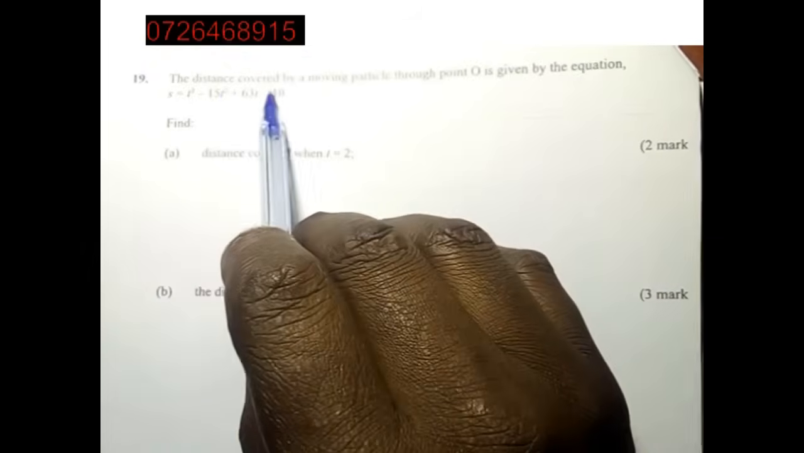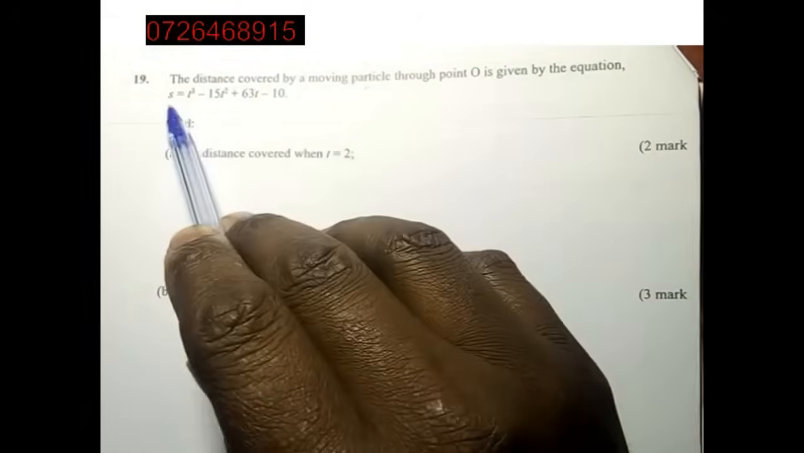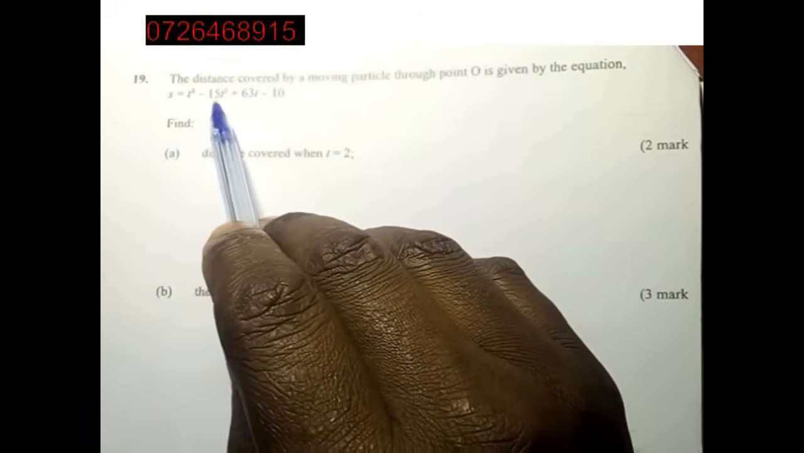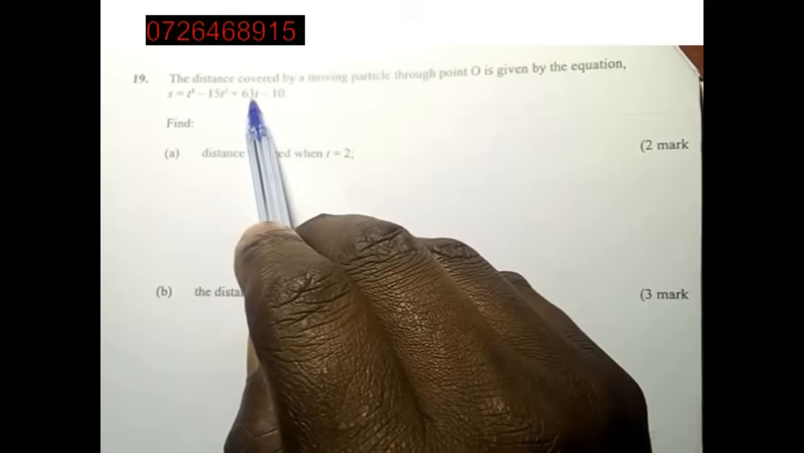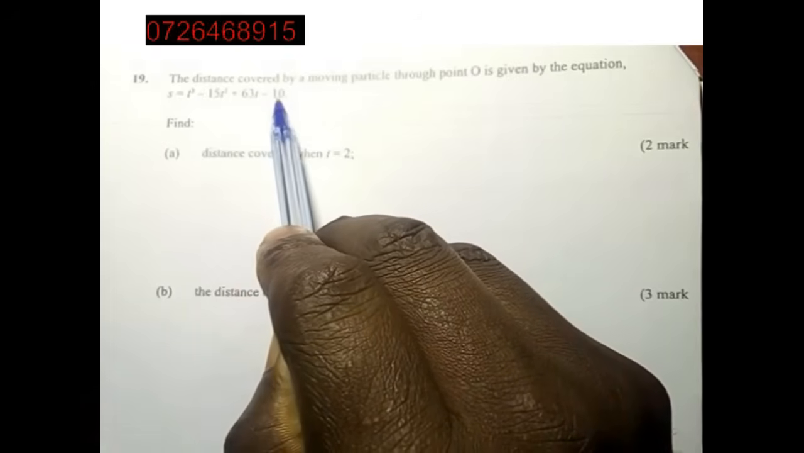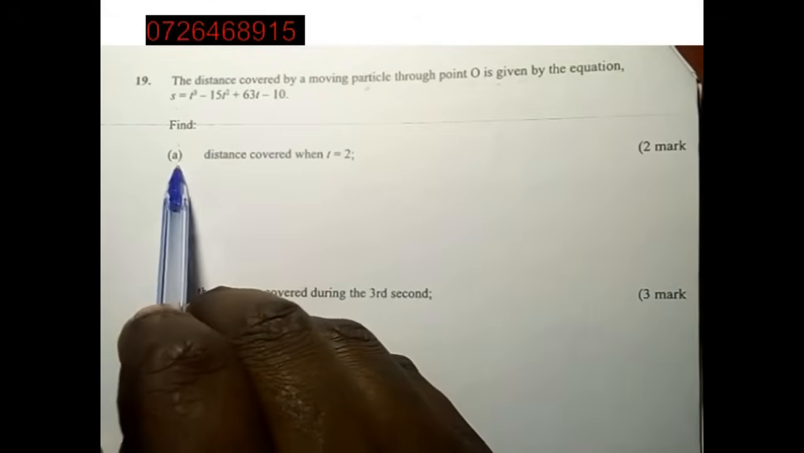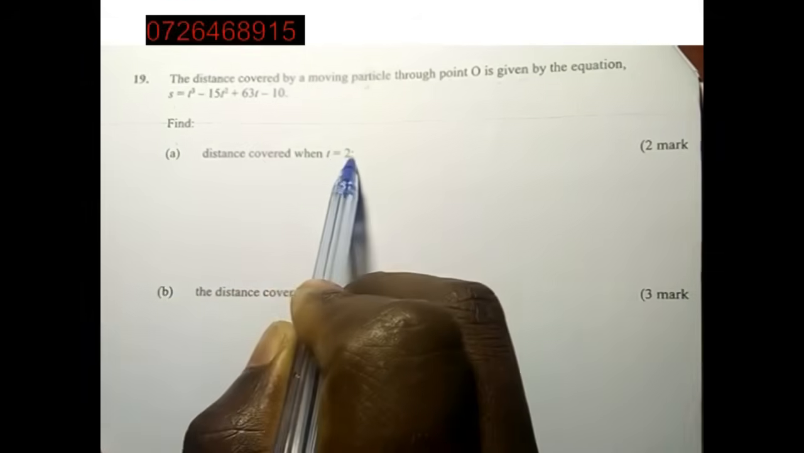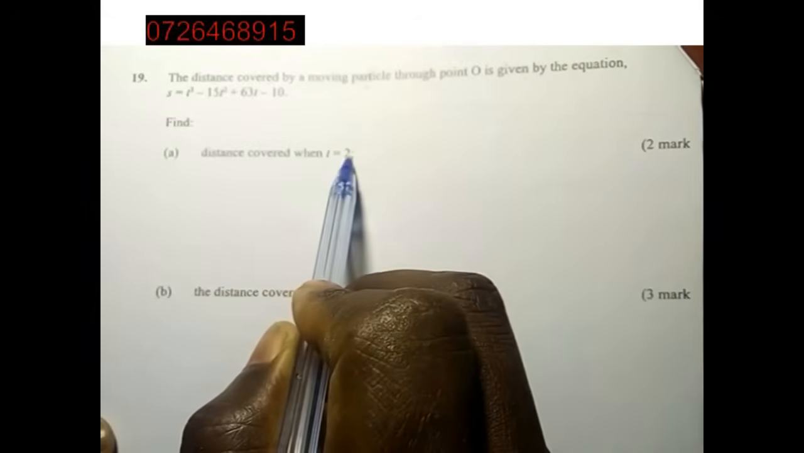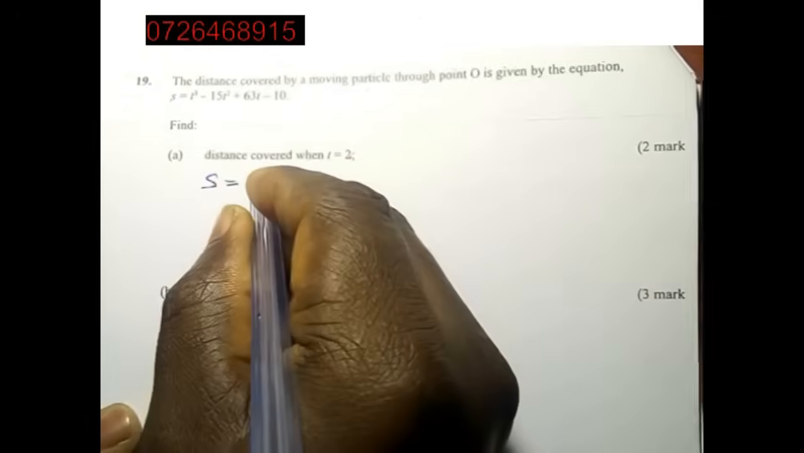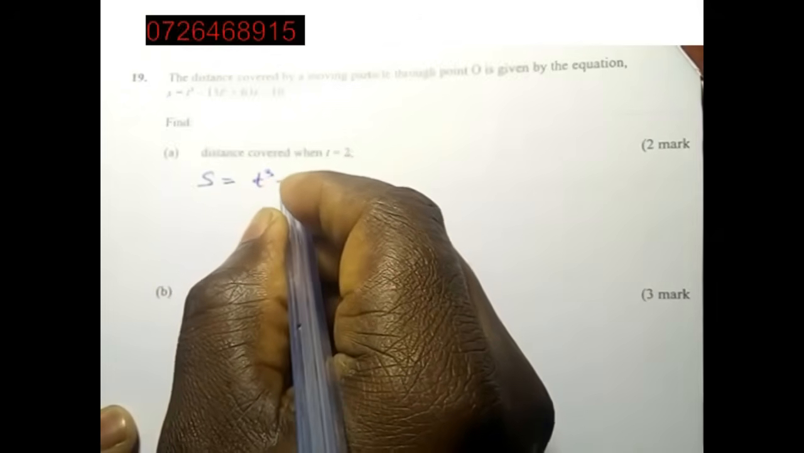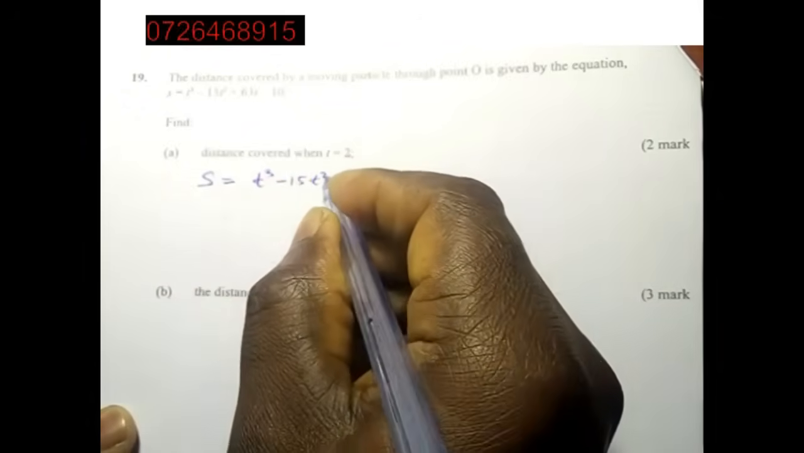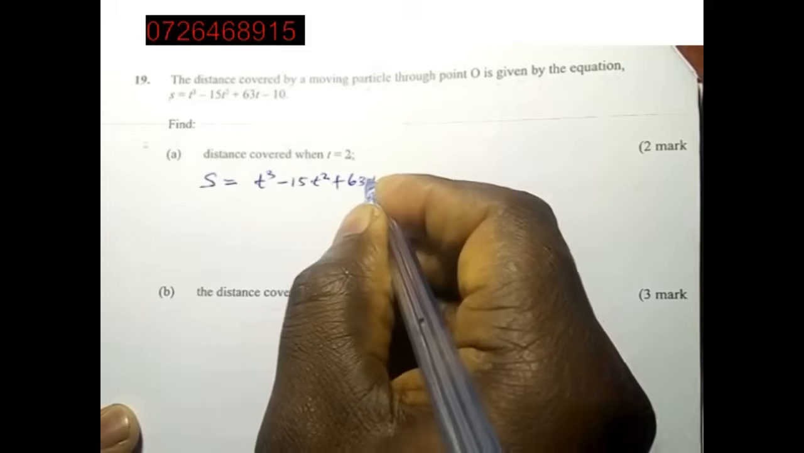The distance covered by a moving particle through point O is given by the equation s equals t cube minus 15t square plus 63t minus 10. Find A, the distance covered when t is equal to 2. That is simply substituting. So S stands for distance, so S will be equal to t raised to power 3 minus 15t square plus 63t minus 10.